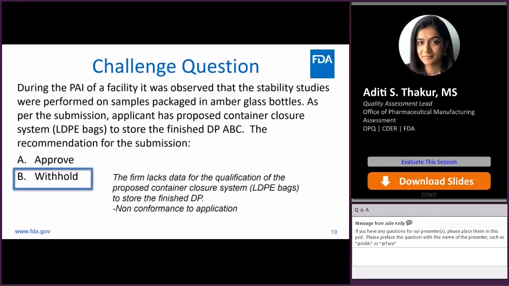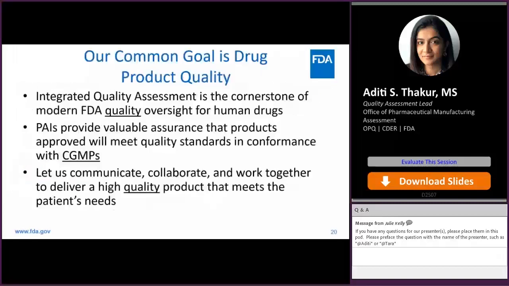The answer is withhold, since the firm lacks the qualification data for the proposed container closure system to store the finished drug product, which can also mean that it is non-conformance to the application.